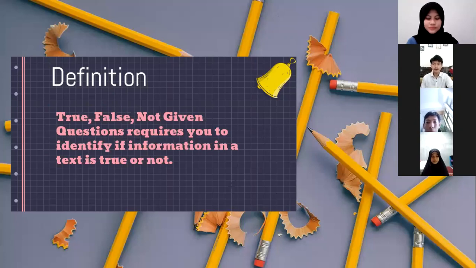Okay, I am Agung Rudiansyah, and I will explain the definition of true, false, and not given. The true, false, and not given question requires you to identify if information in a text is true or not. You will be given a number of factual statements and you have to check the text to see if they are true or not. Okay, next.